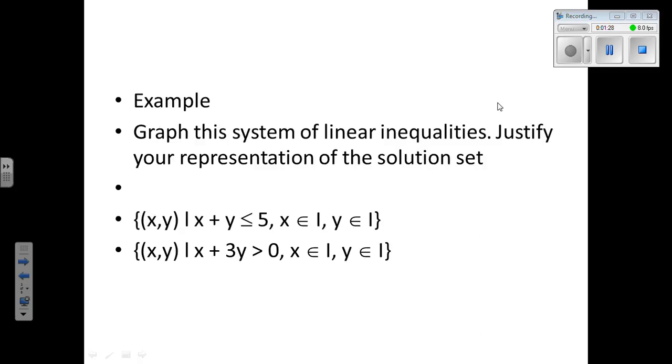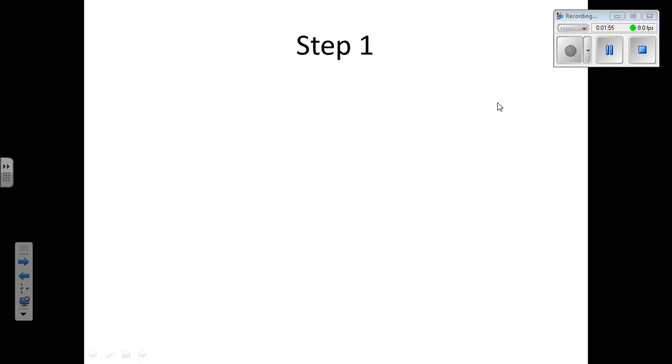So an example: graph the system of linear inequalities, and justify a representation of the solution set. So we have x plus y is less than or equal to 5, and x plus 3y is greater than 0. So we are going to start this off. Our step 1 is to find out what the boundaries are.